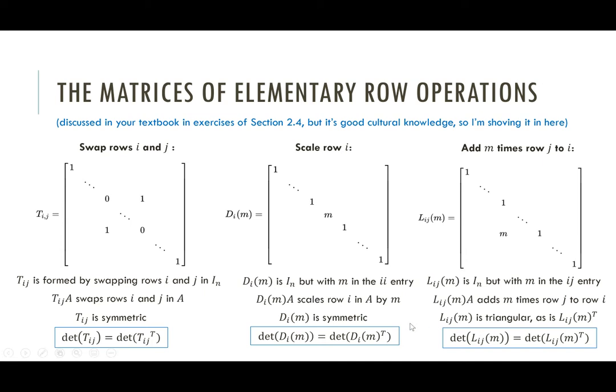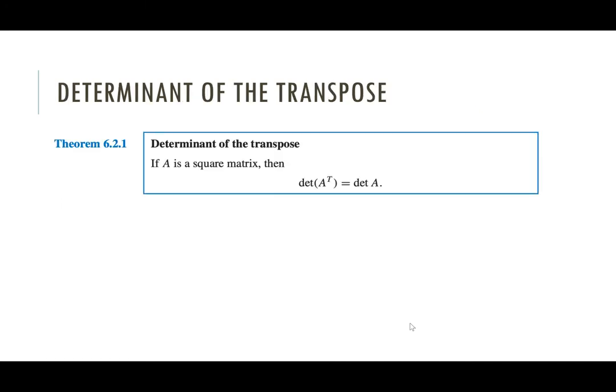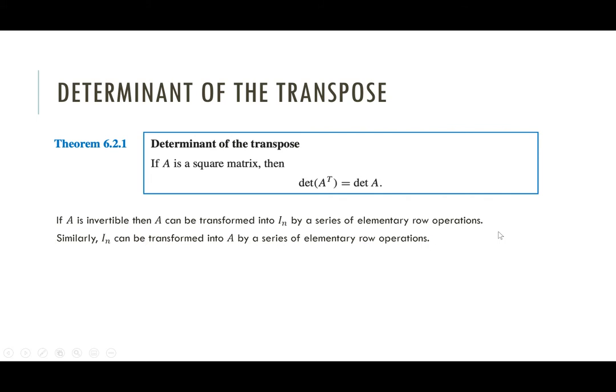Okay. Now that we've got that under our belts, let's go back to thinking about the determinant of the transpose of a matrix in general. A square matrix. So, okay. If A is invertible, then A can be transformed into the identity by a series of elementary row operations. That's because the identity is the reduced row echelon form of A. And similarly, that means you can get from the identity to the matrix A by a series of elementary row operations. If you swapped two rows, swap them back. If you added a multiple, subtract that multiple. If you divided by a scalar, multiply by the scalar.